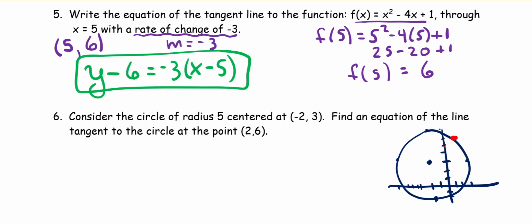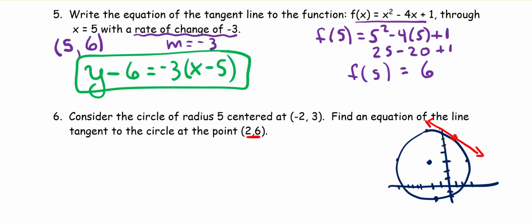So it's got to be tangent to the circle at 2, 6. So I've got the point. I don't have the slope though. So what do I have to do? And let me just sketch what the line's going to look like. Here's my tangent line. What am I going to have to do to get the slope of this line?